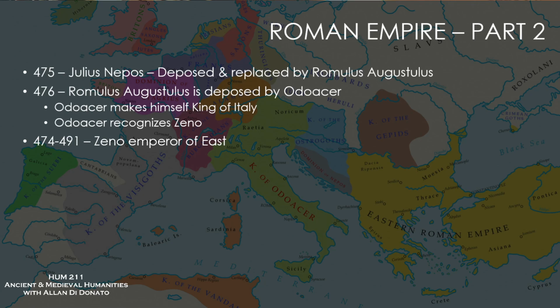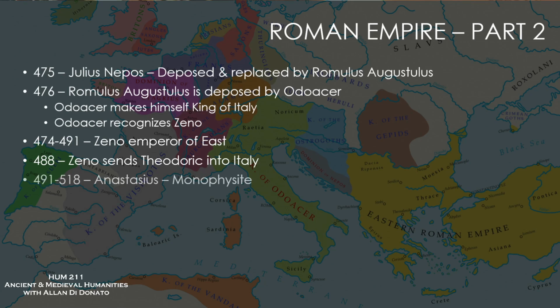For that reason, Zeno eventually sends into Italy some troops under the Ostrogothic king Theodoric, in order to overthrow Odoacer, and that begins in 488. The Ostrogoths move into Italy at the instigation of the Eastern emperor. Now, following the reign of Zeno, you've got the reign of an emperor by the name of Anastasius. Anastasius was a Monophysite.